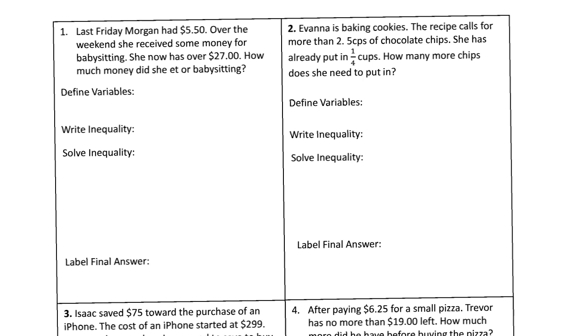Okay, so I want you to take a moment and read number 1. So hopefully you read number 1. So let's figure out defining variables works the same way. It's based off of the question. The question was, how much money did she get babysitting? So that's going to be the answer to our question. So X is equal to money babysitting.